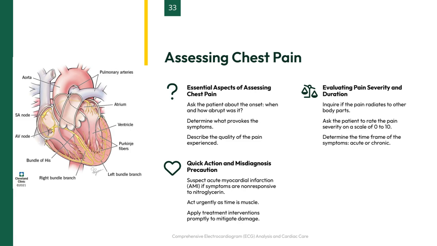Find out if the pain radiates to other areas, like the arm, jaw, or back, as this can indicate cardiac involvement. Having the patient rate their pain on a scale from 0 to 10 helps quantify how intense it really is. Also, determine if the symptoms are acute, meaning they started recently, or if they've been ongoing over a longer period. Finally, it's essential to act quickly and be cautious about misdiagnosis.